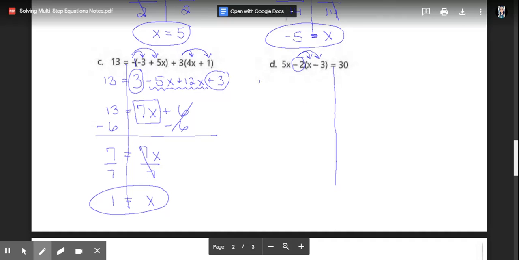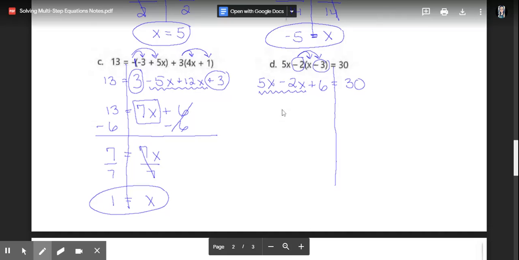I'm going to bring down the 5x. And then if I distribute, negative 2 times x is negative 2x. Negative 2 times negative 3 makes positive 6 equals 30. All right, distributing is done. Now I'm going to look to see if I can combine any like terms. The left-hand side has a lot of terms. What can be combined? The 5x and the negative 2x. They both have an x.